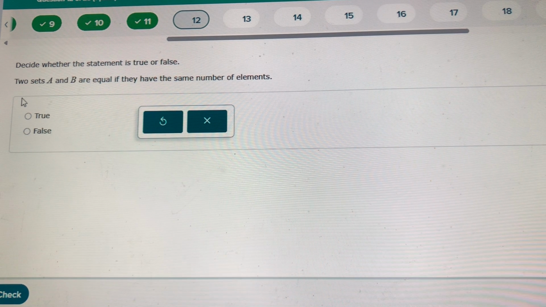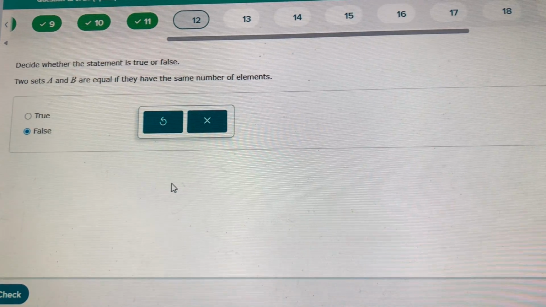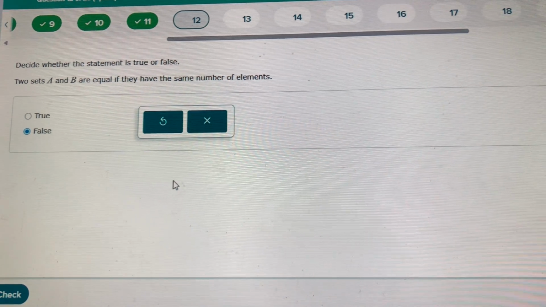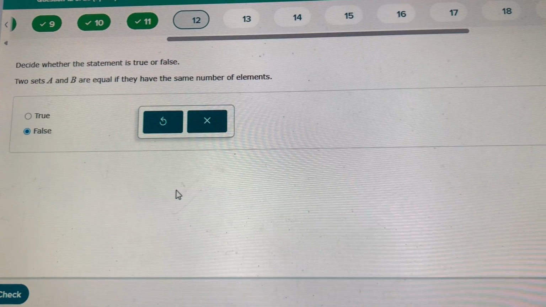Okay, true or false: 2 sets A and B are equal if they have the same number of elements. That's false. That's the rule for equivalent. Equivalent sets have the same number, the same size. Equal literally means equal. To be equal, you have to be equal in every way. You have to be totally identical, not just the same number. They will have the same number, but not just the same number. They also have to have identical inside things.